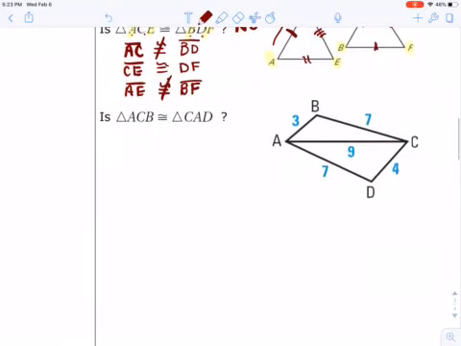Let's look at this next example, but it's a counterexample. Remember, this is going to be a time where side, side, side does not work. Based on the measurements, here we have this side is 7, BC, and this side is 7, AD. BC is congruent to AD. Then, these triangles share a side. AC is congruent to itself.